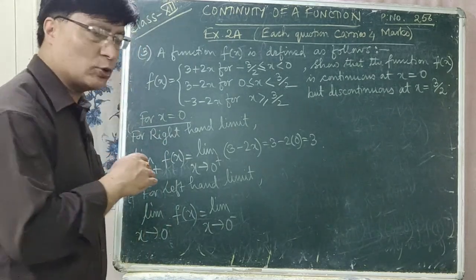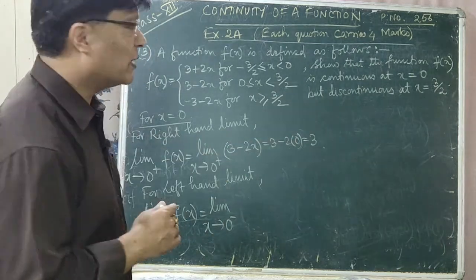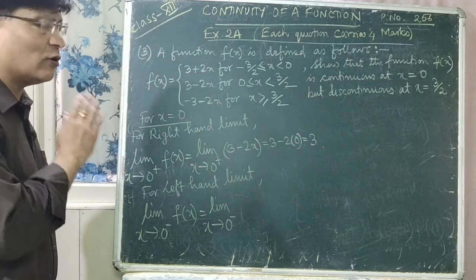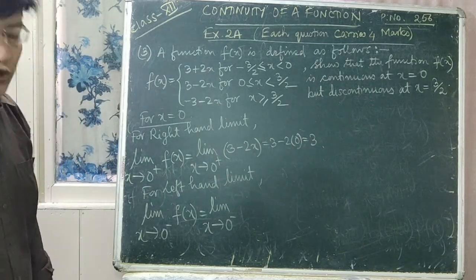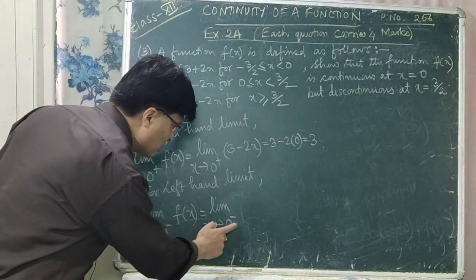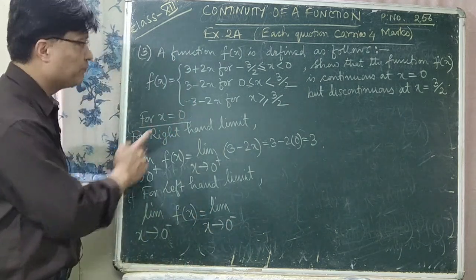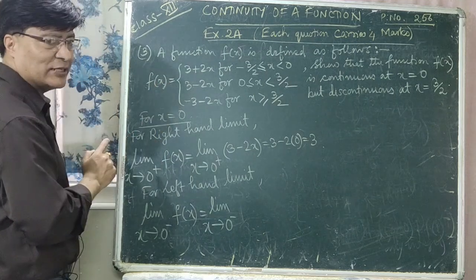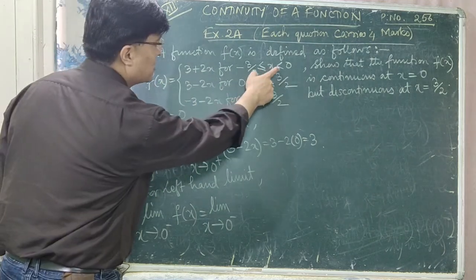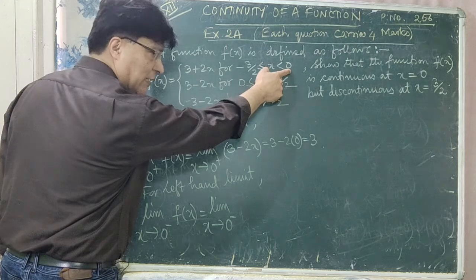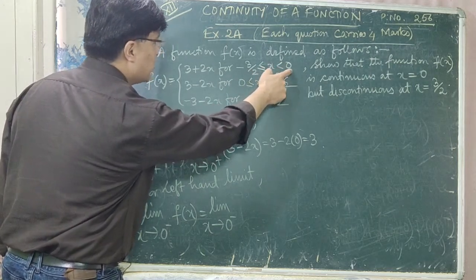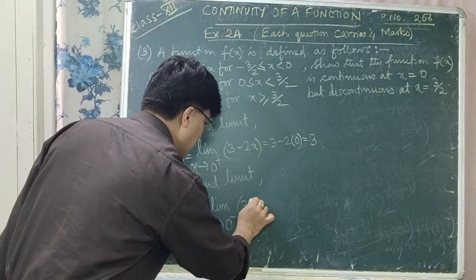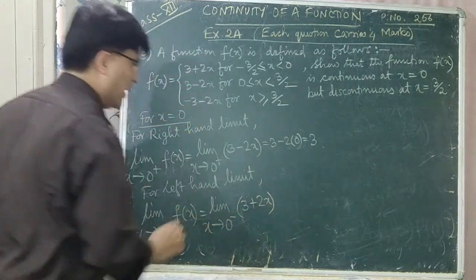x is approaching towards 0 from which side? From the left hand side. And on the left hand side of x is equal to 0, all the values of x are less than 0. So x tends to 0 minus means x less than 0. So what is the value for f of x when x is less than 0? If x is less than 0, then f of x is equal to 3 plus 2x. So here you can write 3 plus 2x.